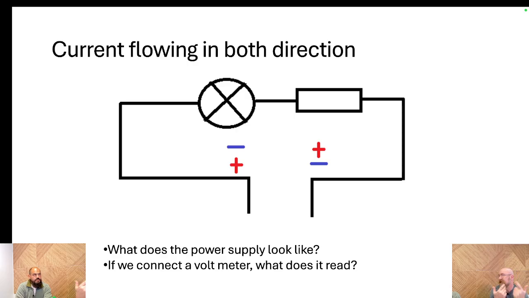Now, let's imagine what would happen if we were switching from current flowing in one direction to going back and forth and back and forth. Think about what this power supply looks like. If we connect a voltmeter to that, what does it read? Let's examine what it looks like, and then we'll talk about how the voltmeter reads it.